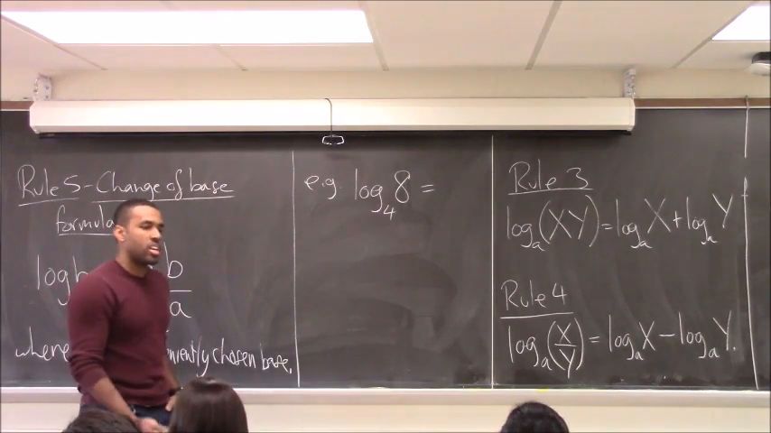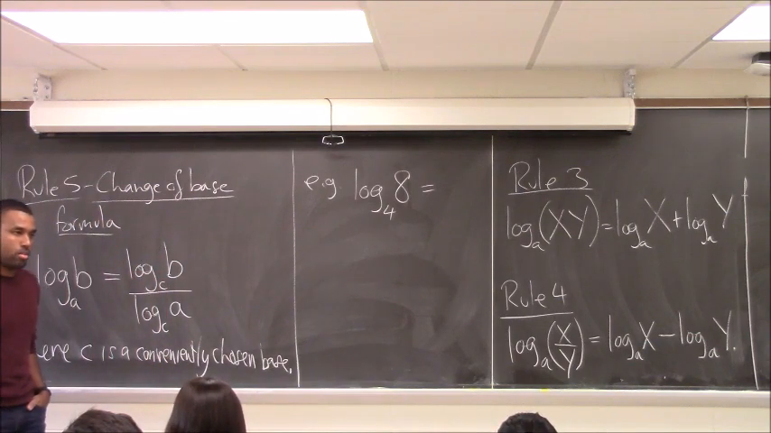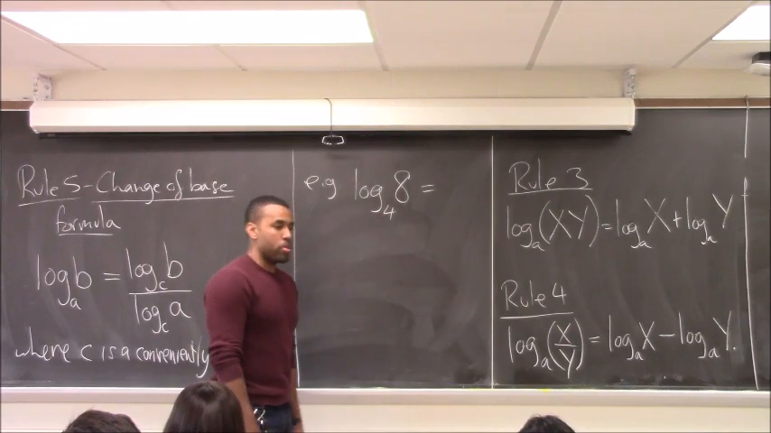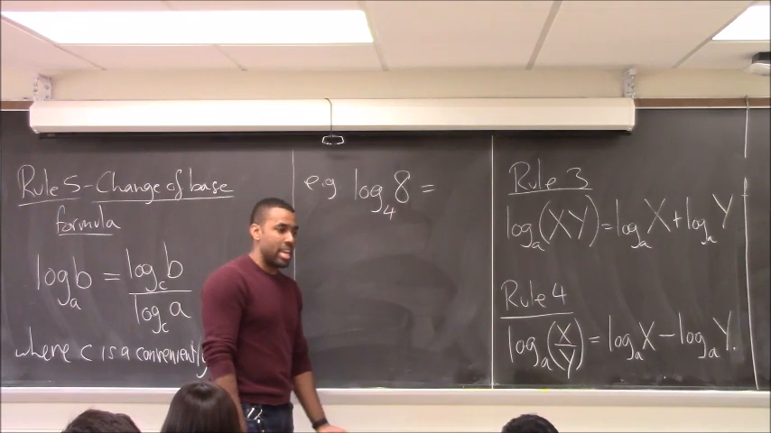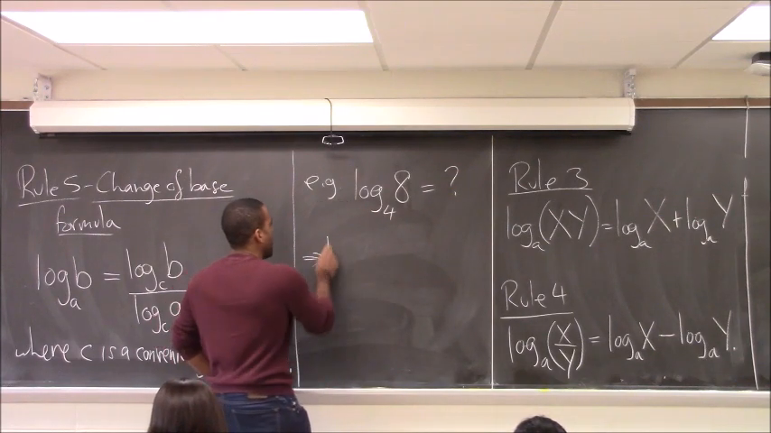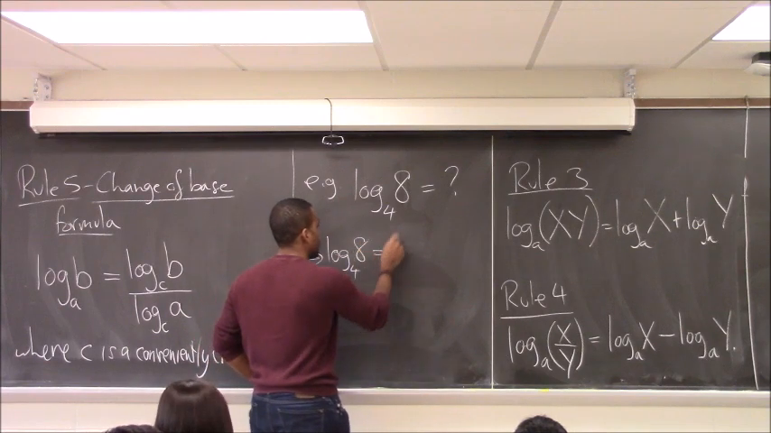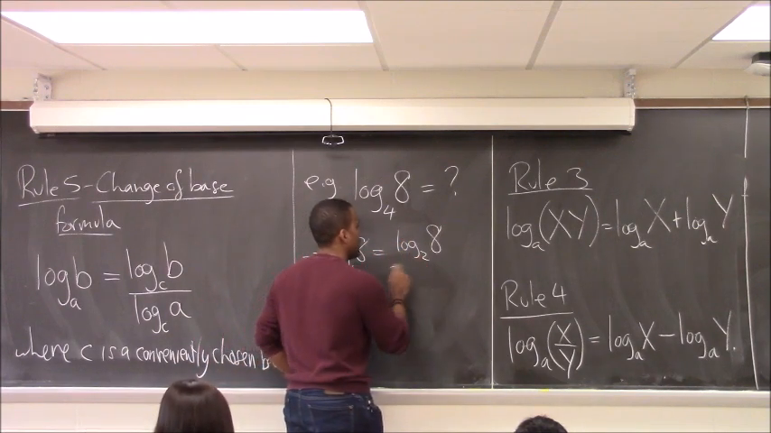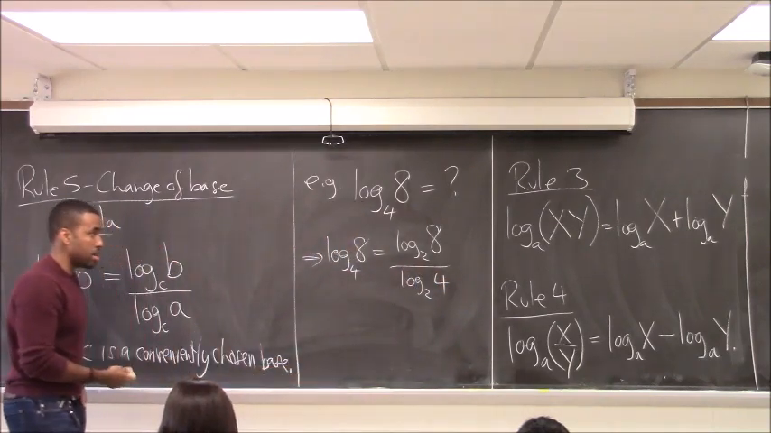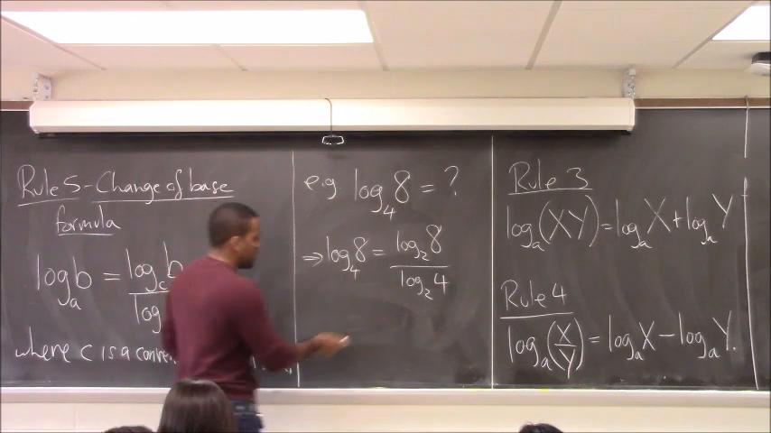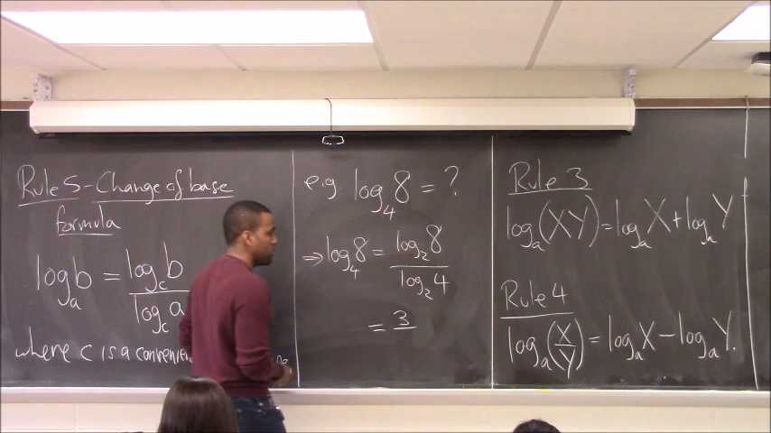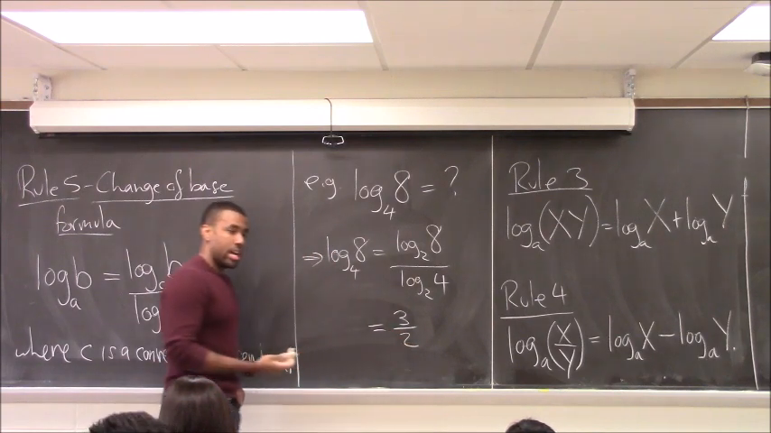Because 4 is not a convenient base if I'm looking at 8. What is a convenient base? 2. Because I know how to talk about 4 in terms of base 2. I also know how to talk about 8 in terms of base 2. So if I can't figure that out, I can change the base. I can say log to the base 4 of 8 is going to be the same as log to the base 2 of 8 divided by log to the base 2 of 4. I can put in a convenient base whenever the base I'm currently in isn't working for me. And so log to the base 2 of 8? 3. Log to the base 2 of 4? 2. 1.5 is the answer.